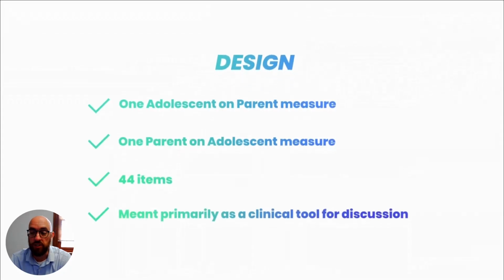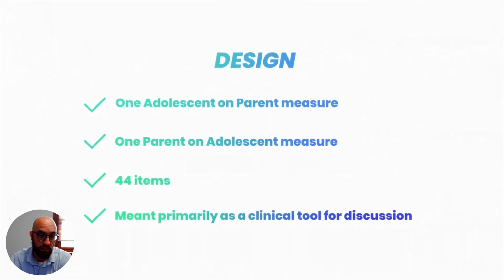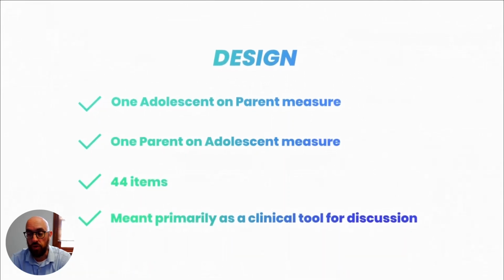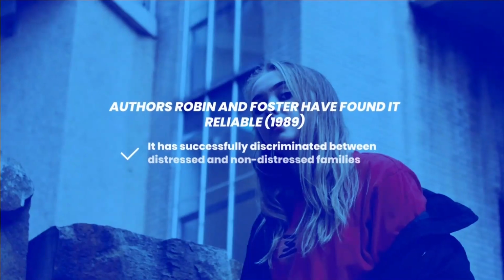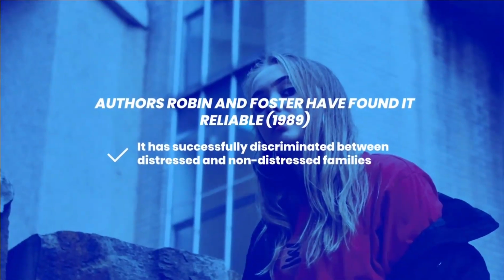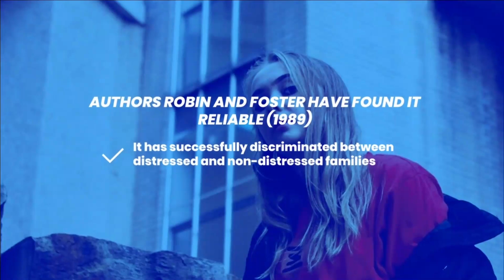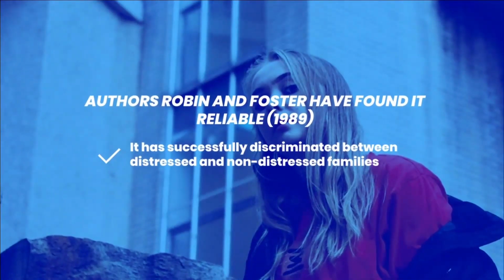The general format or design is that there is an assessment, one for the adolescent on the parent, and one for the parent on the adolescent. There are 44 items or questions, and it's meant primarily as a clinical tool for discussion. In defense of this measure, it has successfully discriminated between distressed families, i.e. those referred for treatment, and non-distressed families, i.e. those with no history of treatment and or self-reports of satisfactory relationships, according to Robin and Foster's 1989 research.